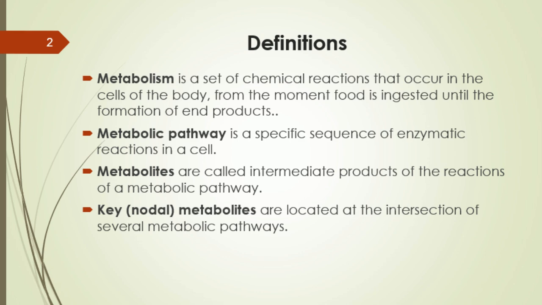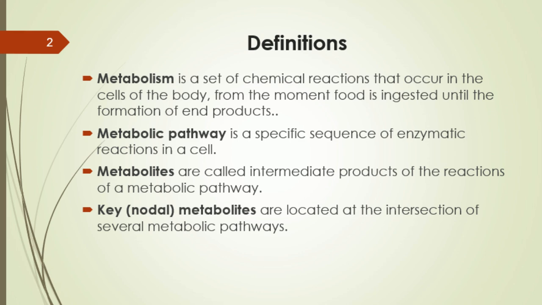Metabolism involves many metabolic pathways. The metabolic pathway is a specific sequence of enzymatic reactions in a cell. The intermediate products of the reactions of a metabolic pathway are called metabolites. At each stage of the metabolic pathway, there is a slight chemical change to the metabolites. As a result of these step-by-step transformations, the initial molecule is transformed into the final product of the metabolic pathway.